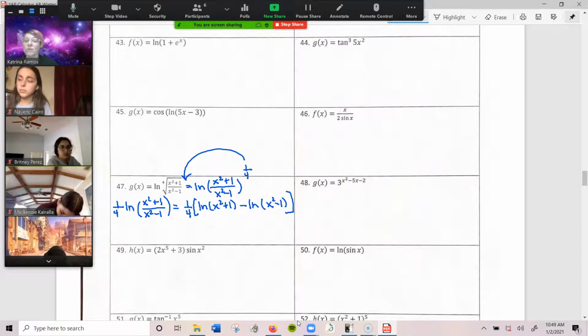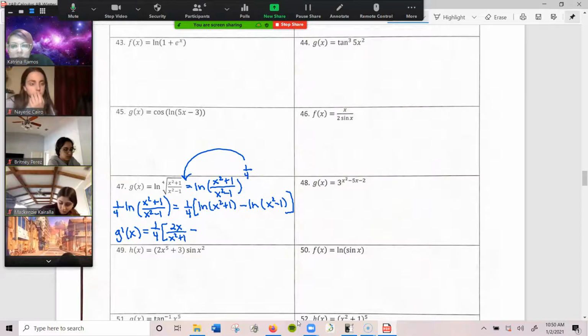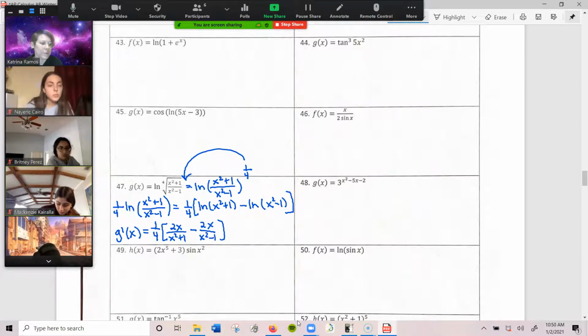Now is when I'm going to find the derivative. So g prime is going to equal, now this 1/4 gets multiplied to everything. So I'm just leaving this 1/4 out, and I'm going to do the derivative of everything on the inside, and then we can distribute it if you want. So we have this 1 over 4. The derivative of x squared plus 1 is 2x, and we put it over x squared plus 1, minus the derivative of x squared minus 1, which is also 2x, over x squared minus 1. Is that okay?